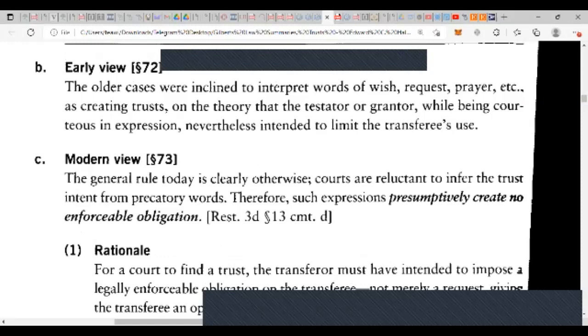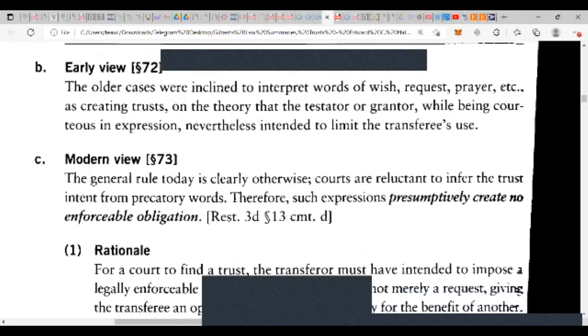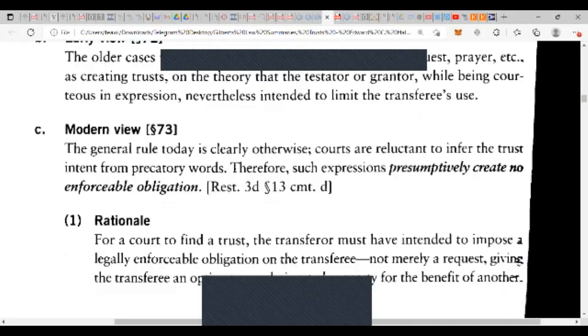Section 72. The older cases were inclined to interpret words of wish, request, prayer, etc., as creating a trust, on the theory that the testator or grantor, while being courteous in expression, nevertheless intended to limit the transferee's use.